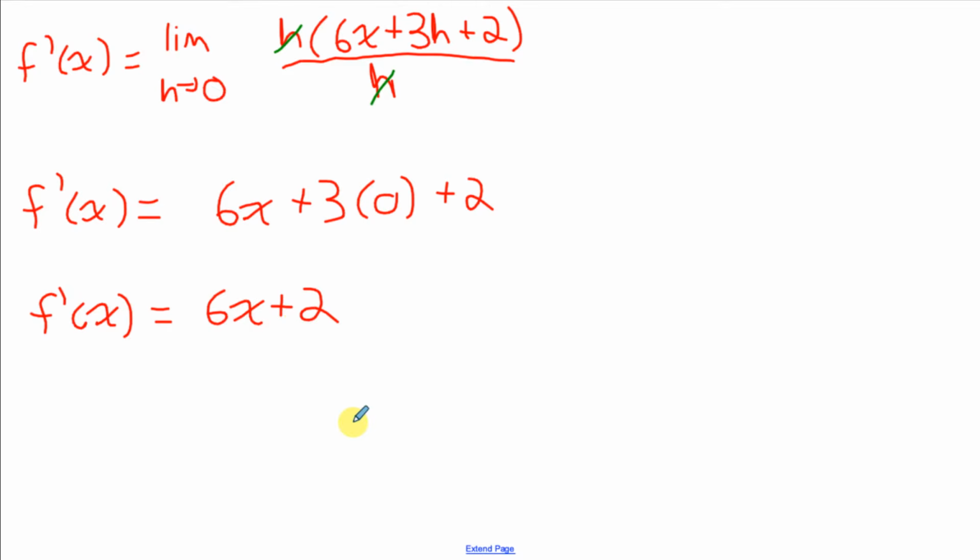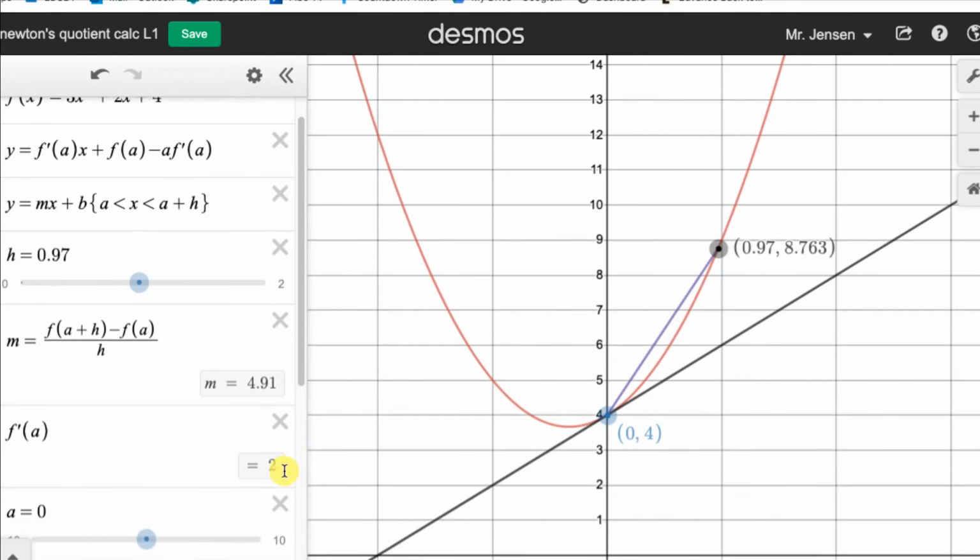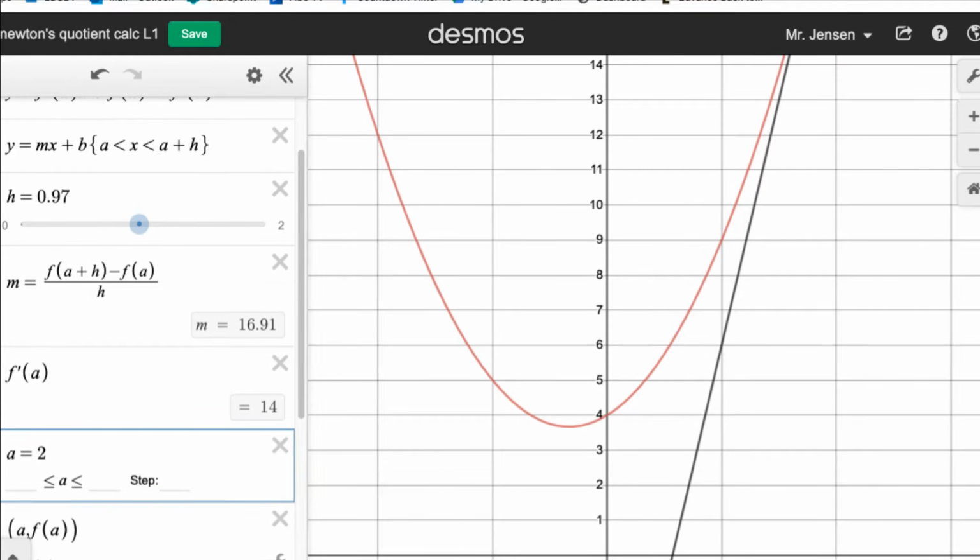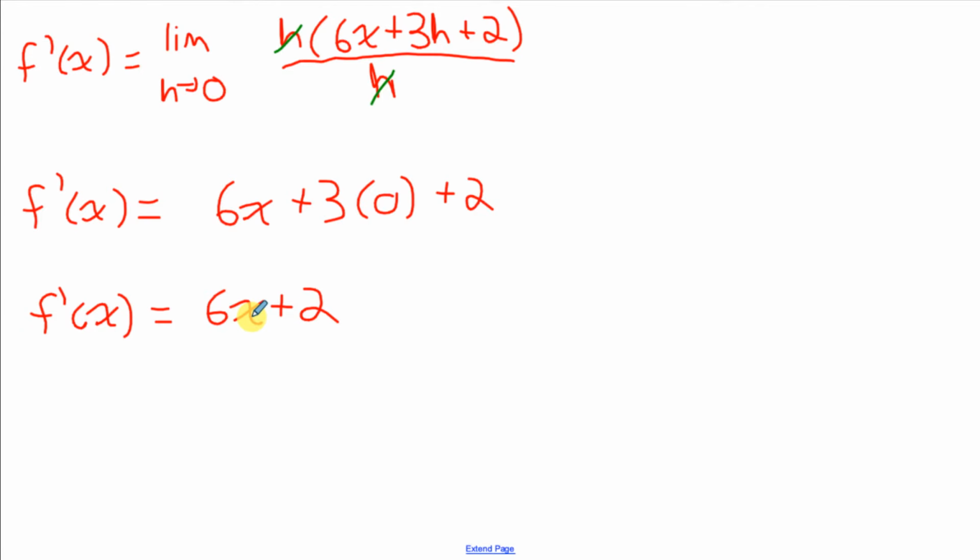6 times 0 plus 2 is 2. And look, there's the instantaneous rate of change. It's 2. So if we want the instantaneous rate of change, let's say when x was 1, at that point there, well, that's a steep tangent slope. The instantaneous rate of change, according to Desmos, is 8, but we can get that as well. Just plug 1 in for x. 6 times 1 plus 2 is 8.